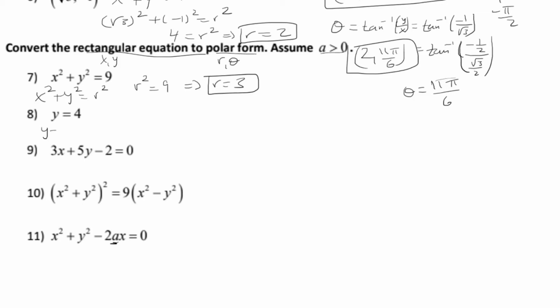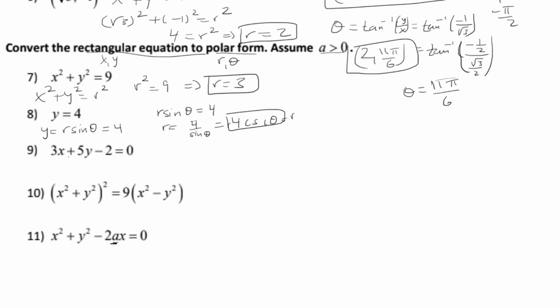For number 8, we're given y equals 4. So we know that y is equal to r sine theta, and that's equal to 4. Whenever we convert these equations into polar form, you always want to have r on one side and everything else on the other. So right now, r sine theta equals 4 has sine theta with r. So let's move the sine theta to the other side by dividing it. And that's the same thing as 4 cosecant theta. So r is equal to 4 cosecant theta for this one.